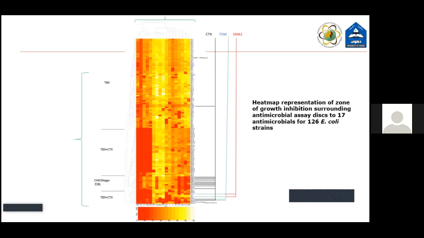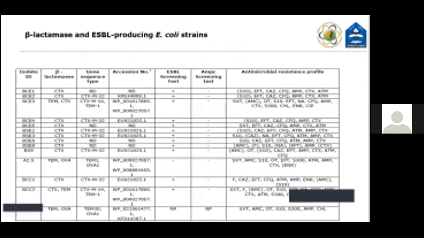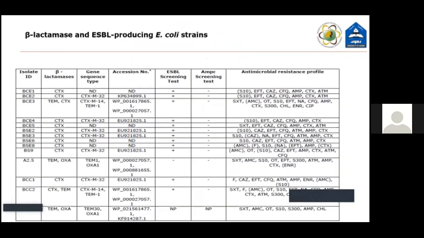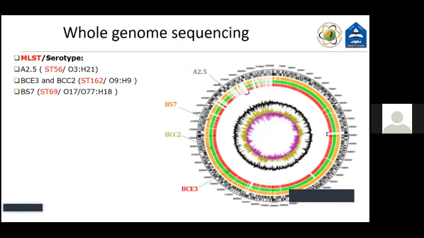The table here shows the variant type or the gene sequence type for the beta-lactamase genes that have been identified. For the CTX type genes, the most predominant type belonged to CTX-M-32. Also, TEM-1 and TEM-30 have been detected. For the OXA, BLA-OXA genes, there was the BLA-OXA-1 type of beta-lactamase.